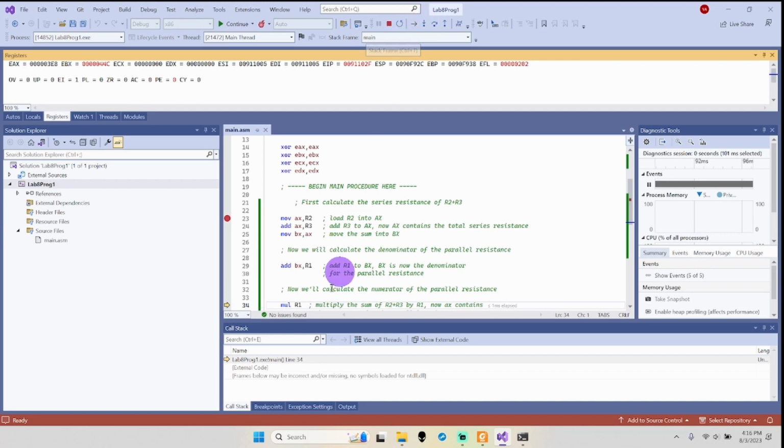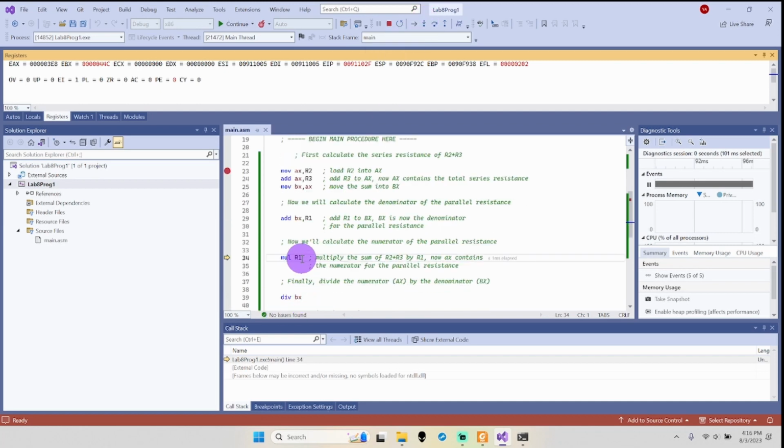Next step is going to be multiplying R1, the sum of R2 and 3, by R1. So we're going to multiply what just happened, what is in here, and we're going to multiply whatever's in here with R1. Remember, if you want to do any multiplication or division commands, the command will look at the register AX.